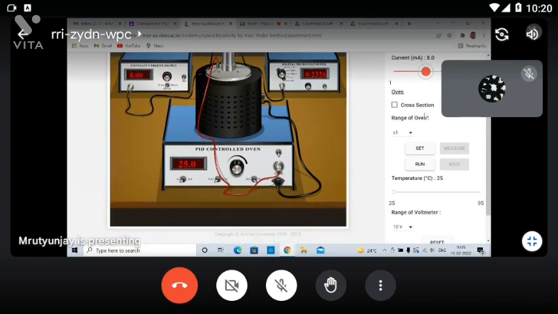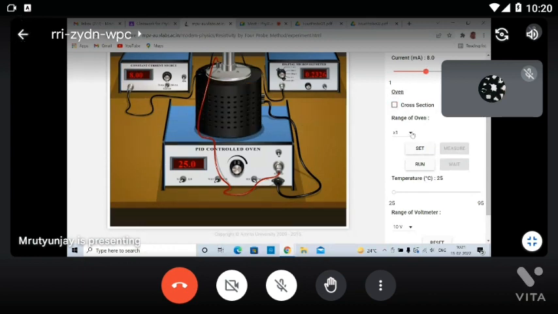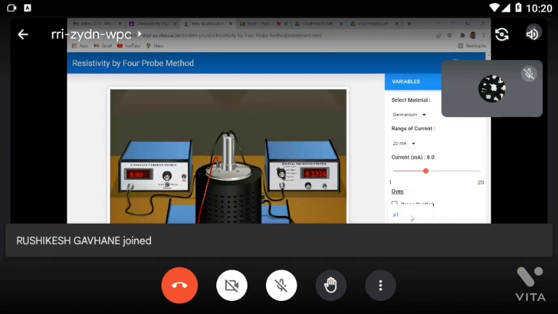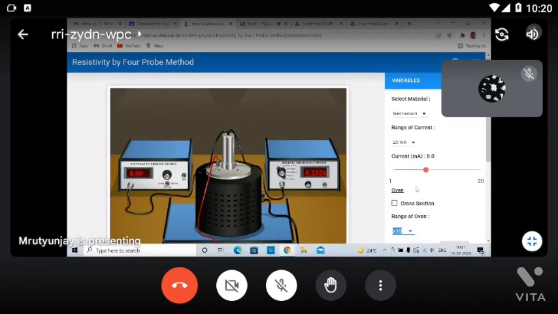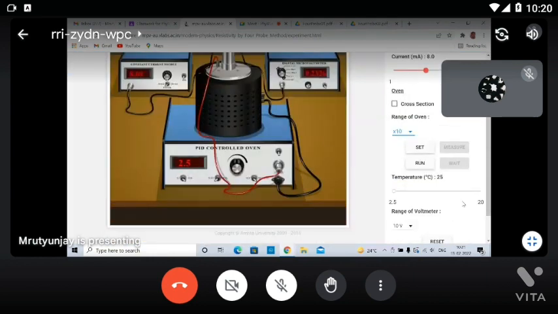Then select the cross section. Then the range of movement should be in multiples of 10. Just select that. Then click the set button. After clicking the set button, allow the oven to go to the maximum temperature, that is 200 degrees Celsius, because we are using an oven of 0 to 200 degrees Celsius, as written in the apparatus. Allow it for the maximum.